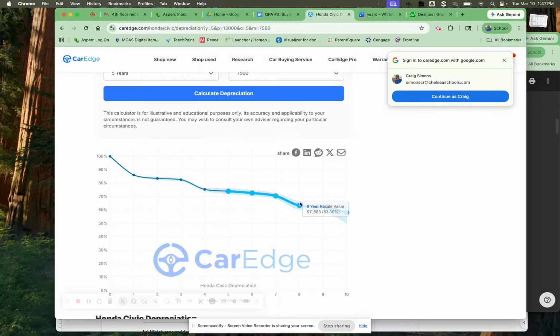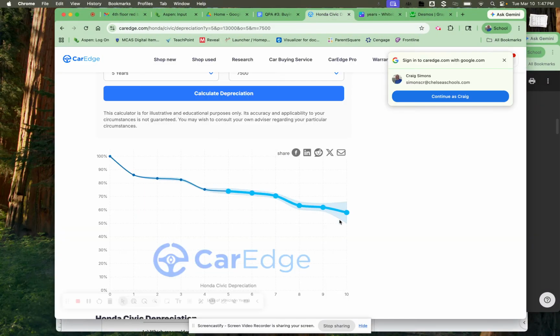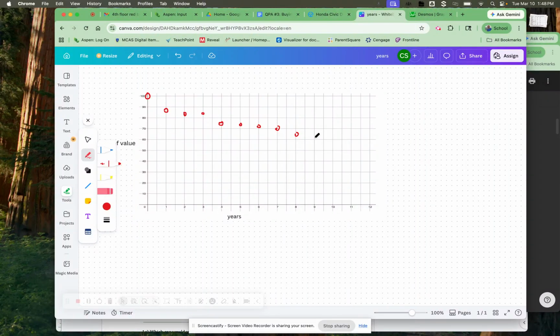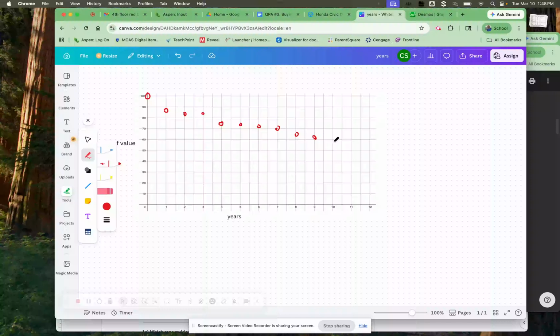Year 8 is 63%. Year 9 is going to be 61%. And year 10 is going to be 58%. All right, so this is the official rate of depreciation of my Honda Civic.